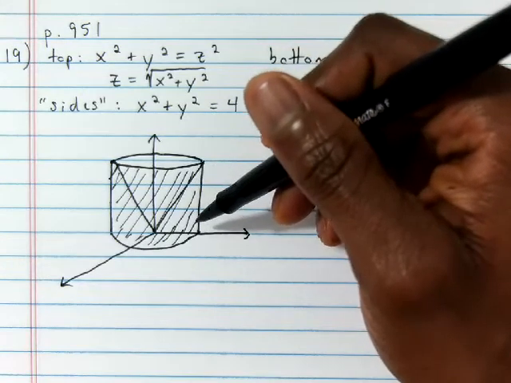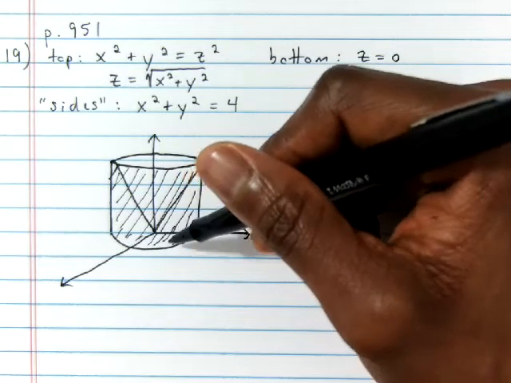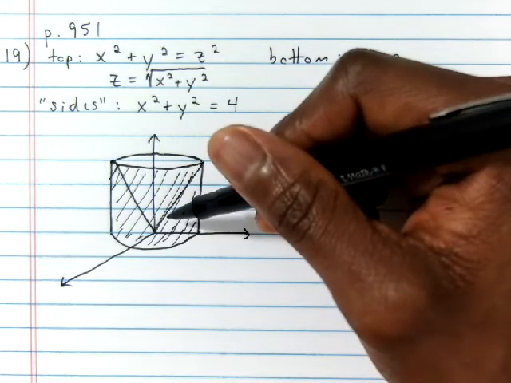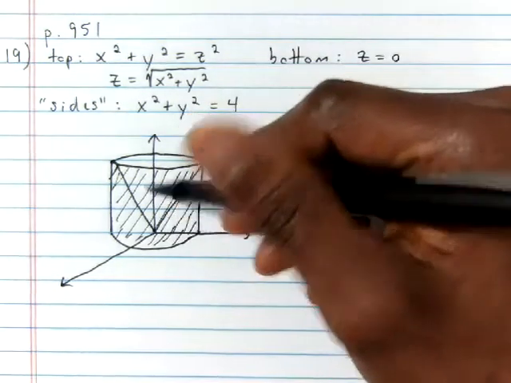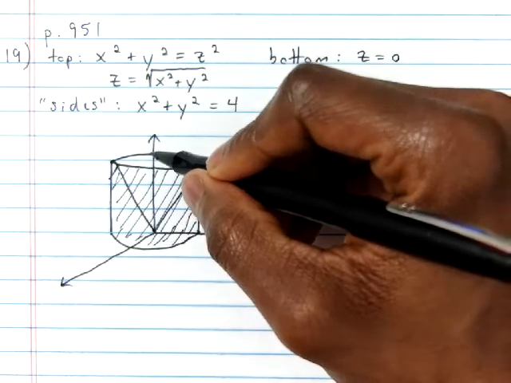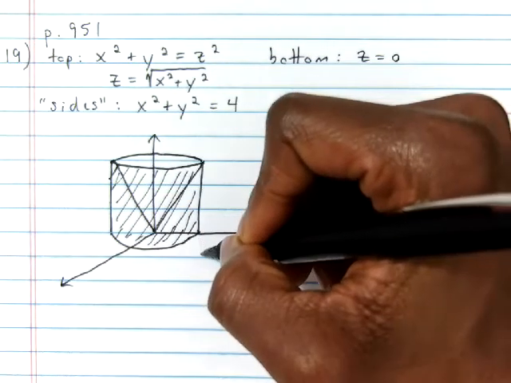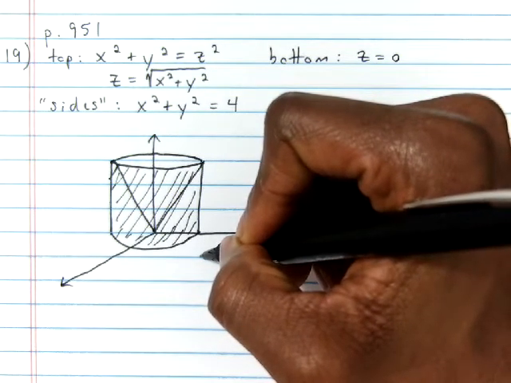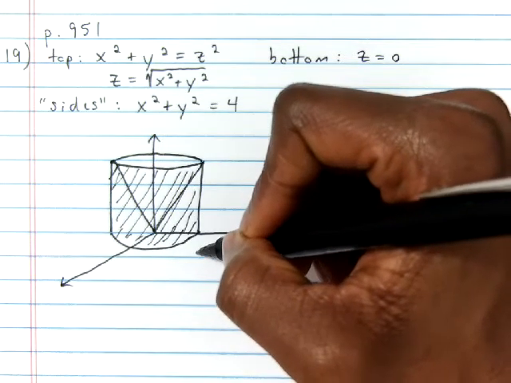Notice from this, we can quickly see that our theta is going to vary from 0 to 2 pi. Now our rho and our phi aren't as apparent. Our phi will never be 0 because that would be the z-axis. So our phi is going to start right here, and it's going to go all the way down to the xy plane. And the xy plane is phi equals pi over 2. So we can see our upper bound on phi is pi over 2 from our image.